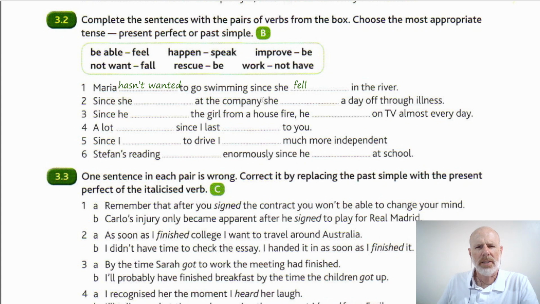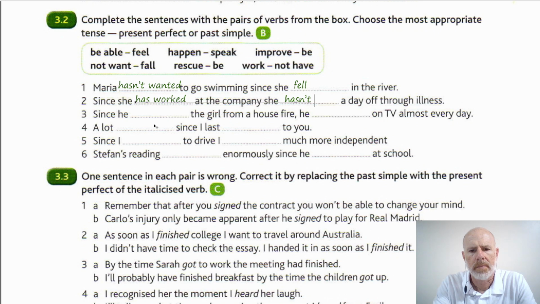Since she joined the company, she had a day off through illness. Since she has worked at the company, she hasn't had a day off through illness. Good for her. She's got good health.